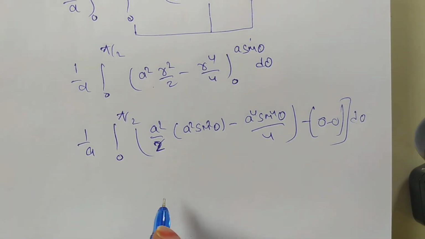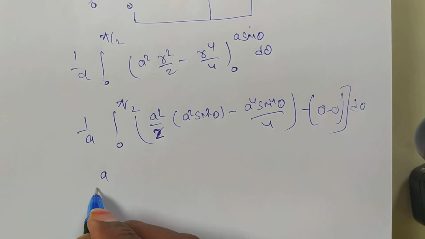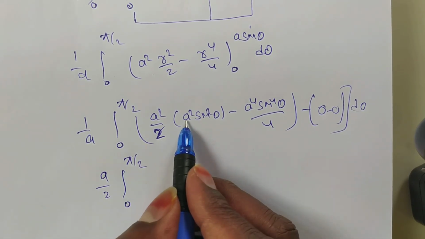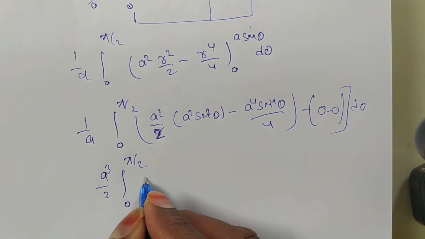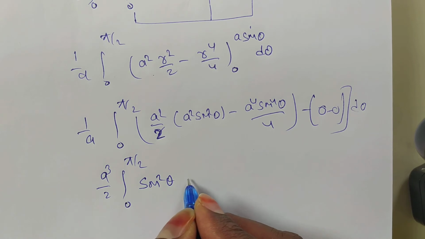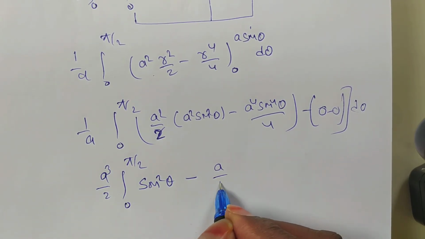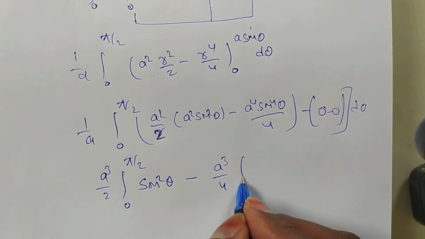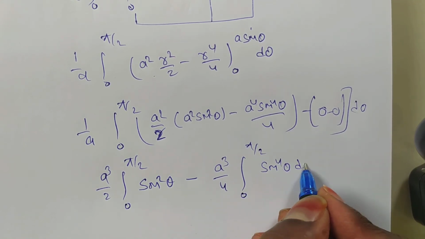Now this one I can simplify. Take a square by 2 outside, then you will have a by 2 integral 0 to pi by 2. This is a square into a square, a power 4 by a is nothing but a cube, sin square theta. Now minus a power 4 by 4, but a is divided outside, so a cube by 4 integral 0 to pi by 2 sin to the power of 4 theta d theta.